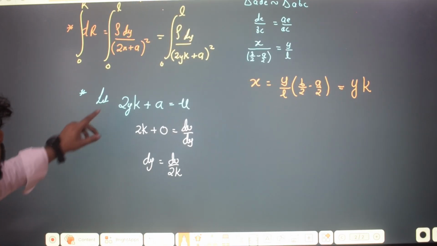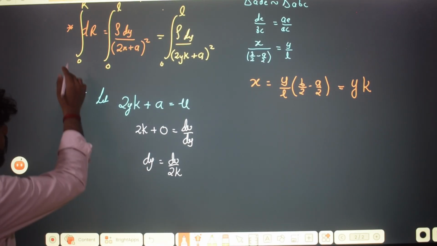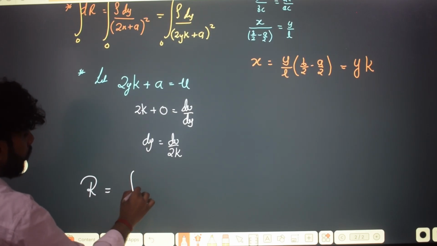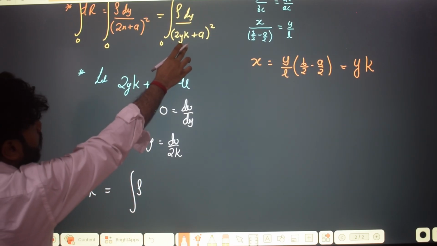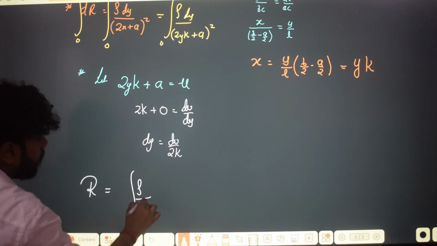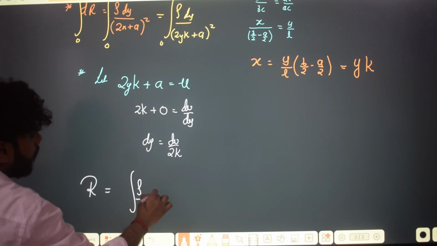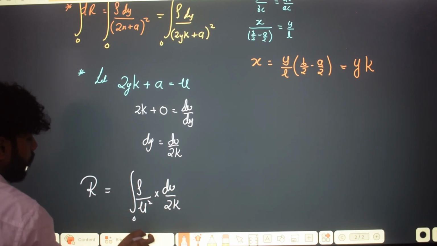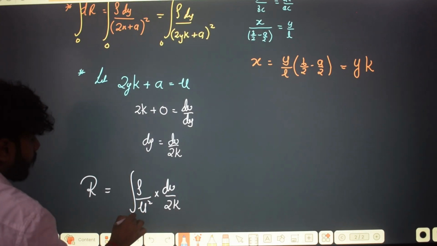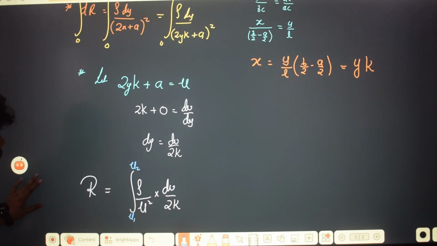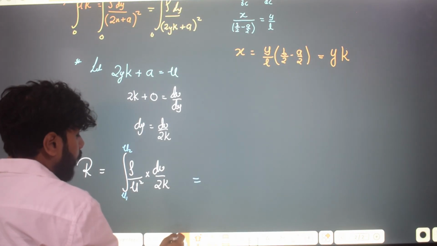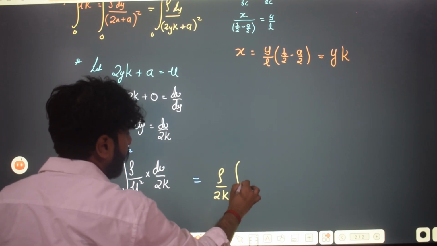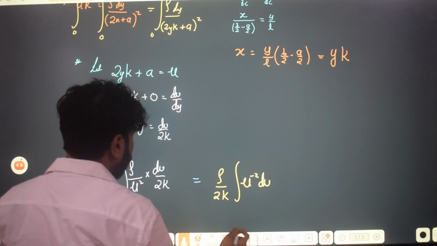Now I can substitute, so the integration will give us r. Rho is already rho, and the denominator 2yk plus a we can simply write as u, so it will be just u square, and dy can be written as du by 2k. Instead of 0 to L, there is a new limit, which you can write as u1 to u2. Don't care about the new limit because we will not need it. I will show you how. Take out all the constants, rho by 2k, and 1 by u square we can write as u raised to power minus 2 du.